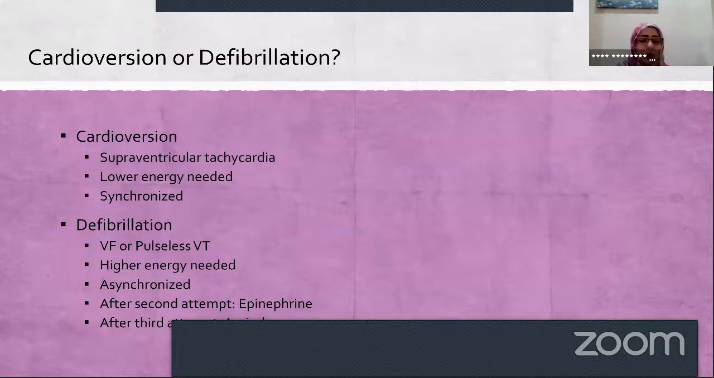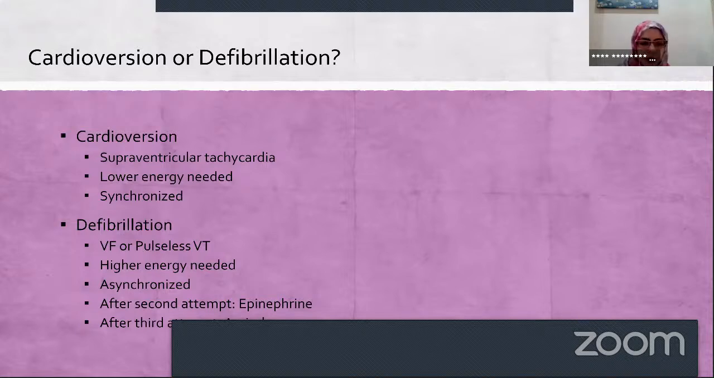Cardioversion is used for supraventricular tachycardia. Supraventricular tachycardia is a rhythm, and the patient has pulses, so you will not need a high energy. The patient already has a rhythm. You will only need some energy to reverse the rhythm to a normal rhythm. But defibrillation, this expression is used for a pulseless patient, for VF or pulseless ventricular tachycardia. When you want to apply energy to pulseless VT or VF, you use the word defibrillation.